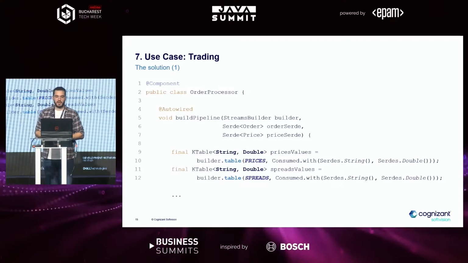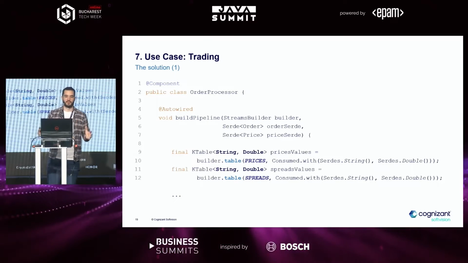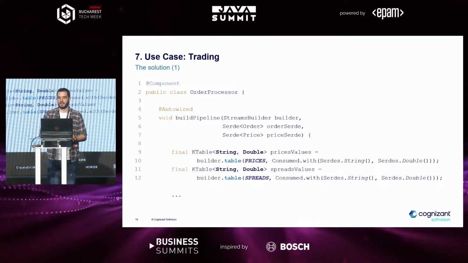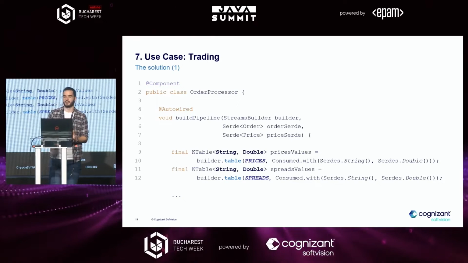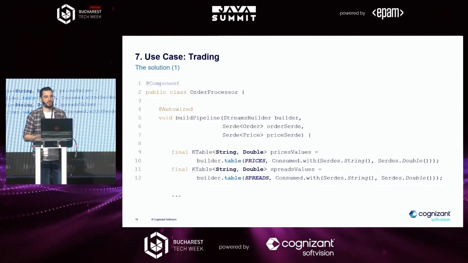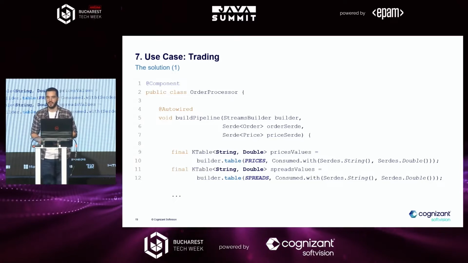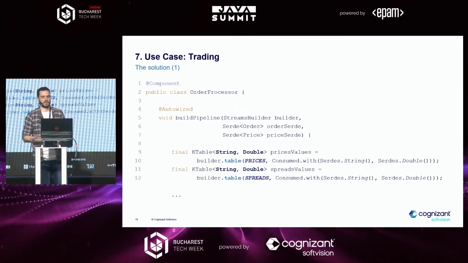We should start by defining a new component that's called order processor, or whatever you want it to be called, with a build pipeline method that takes in a stream builder, an order serde, and a price serde. Being auto-wired, this will be provided by the Spring framework, so we don't have to worry about initializing them. The serdes, of course, are defined, in this case, in the configuration file.